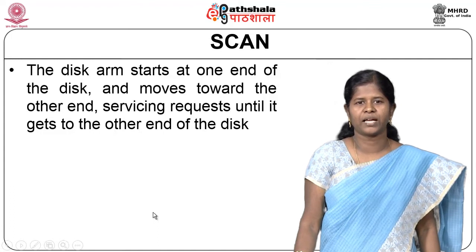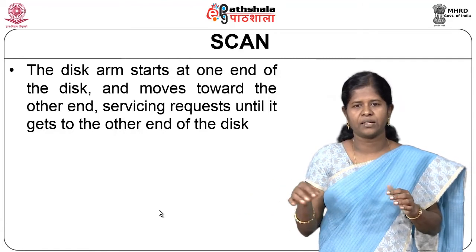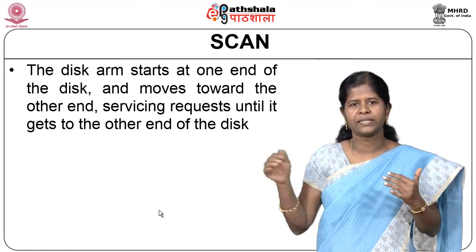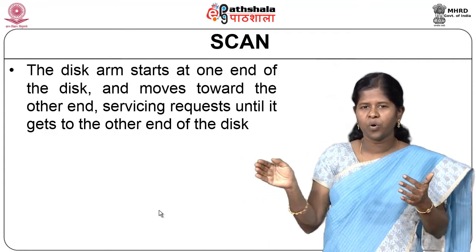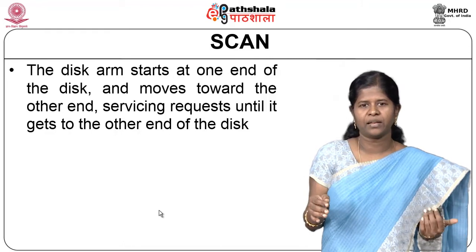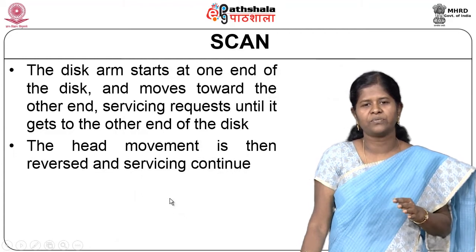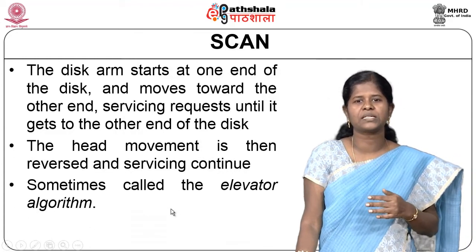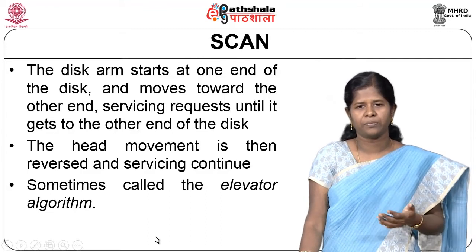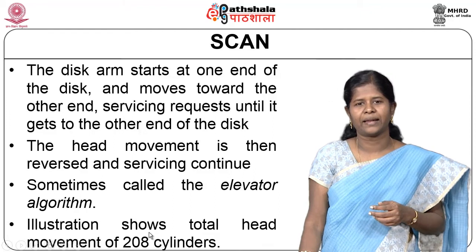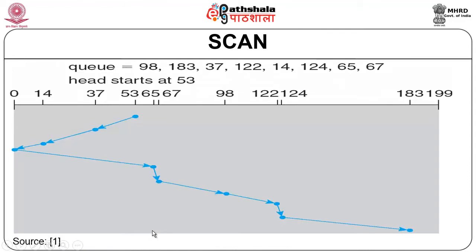Here, the disk arm starts at one end of the disk and moves towards the other end, servicing all the requests until it gets to the other end of the disk. Once it reaches the other end, it will again move backward, servicing all the requests while moving back. So, the head movement will be reversed and the servicing will continue, and this is very similar to an elevator moving up and down and servicing people. So, it is called the elevator algorithm. Here you can see that the head movement is reduced to 208, as we will see in this example.